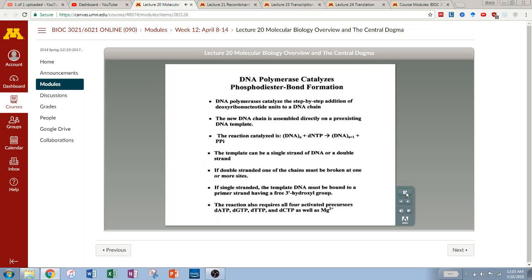If the parental DNA is double-stranded, one of the chains must be broken at one or more sites. If the parental DNA is single-stranded, the template DNA must be bound to a primer strand having a free 3' hydroxyl group. The DNA polymerase reaction also requires all 4 activated precursors, dATP, dGTP, dTTP, and dCTP, as well as magnesium.